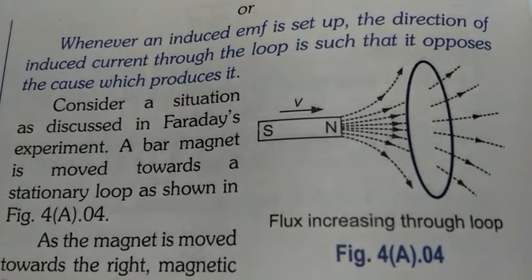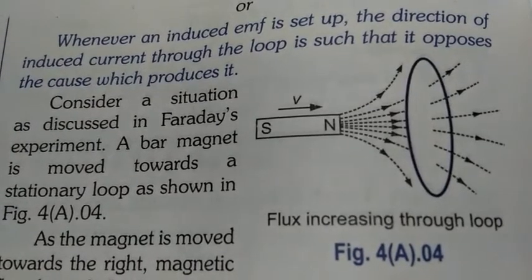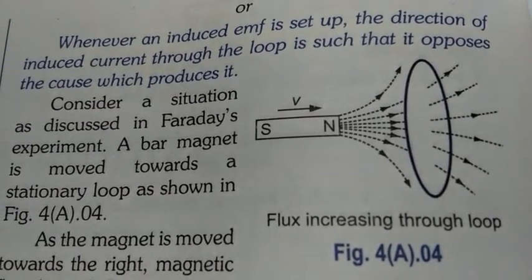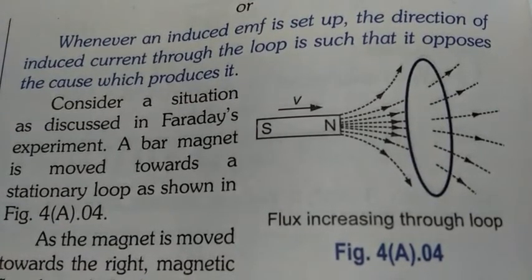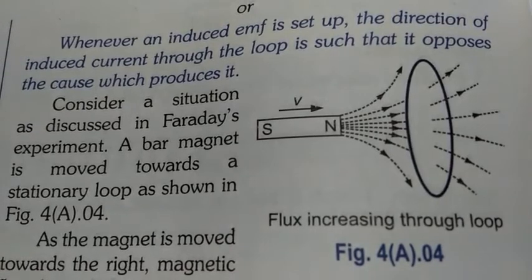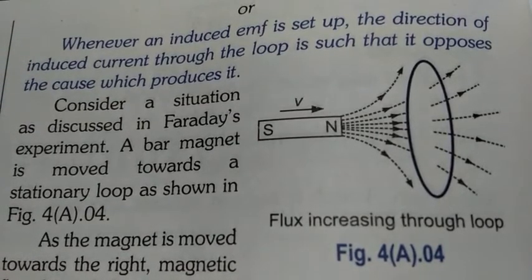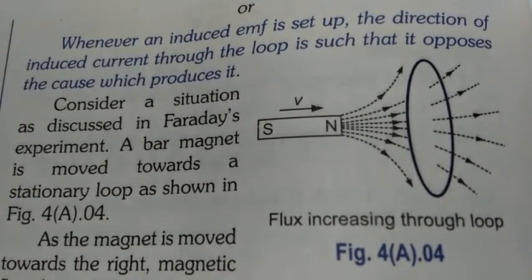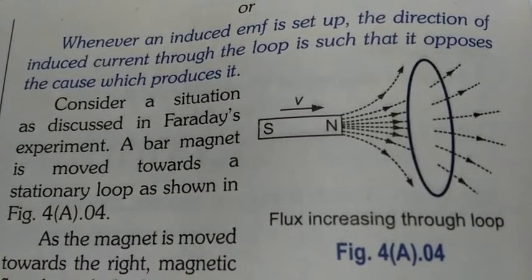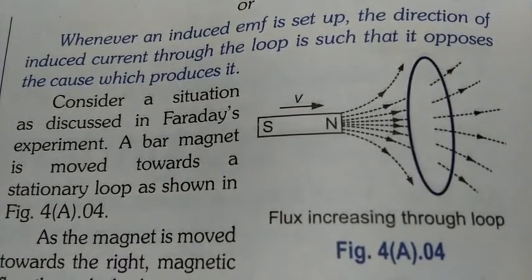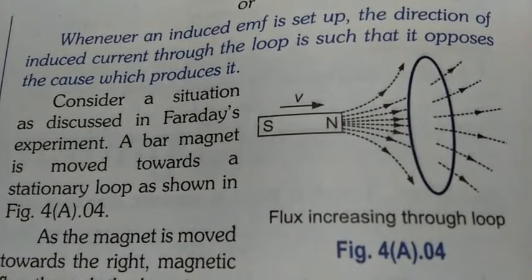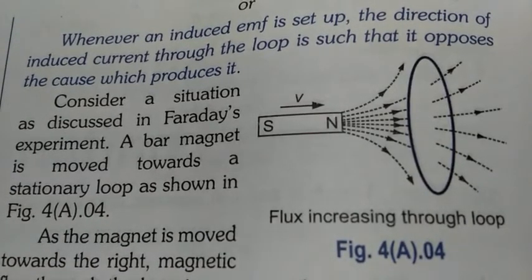That first one is a little confusing. So here let me again read this. Whenever an induced EMF is set up, the direction of induced current through the loop is such that it opposes the cause which produces it. So what is the cause of production of electromagnetic induction? The cause is change in flux. So to oppose that, what can the loop do? The loop can create just opposite polarity.